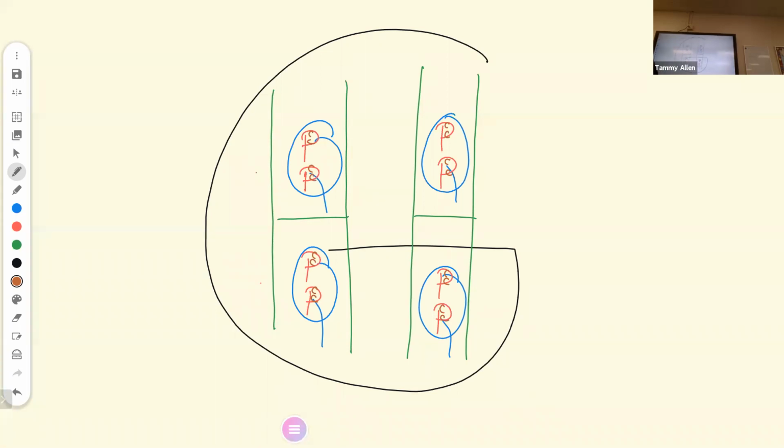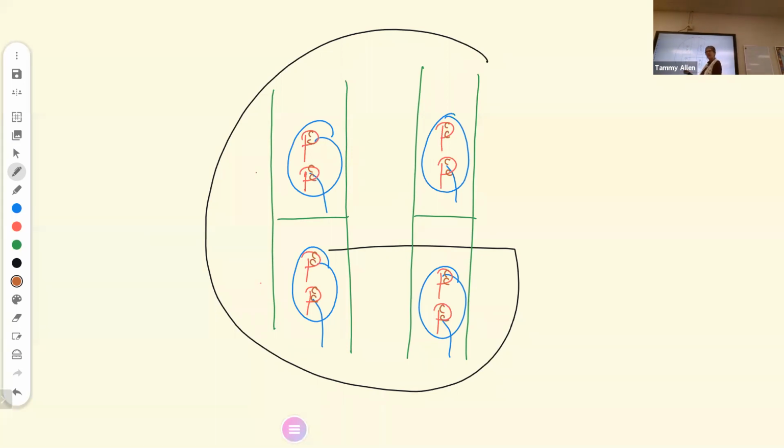So if I had 2 gallons of milk and I wanted to know how many cups that was. Well, here's 1 gallon. How many cups do I have in 1 gallon? Let's see. 2, 4, 6, 8, 10, 12, 14, 16 in 1 gallon. How many cups would I have in my next gallon?